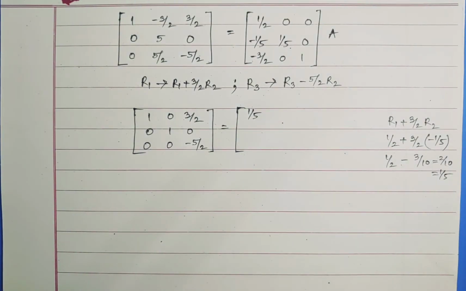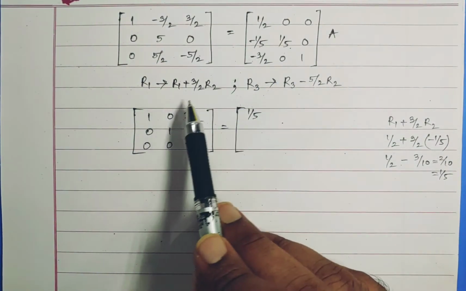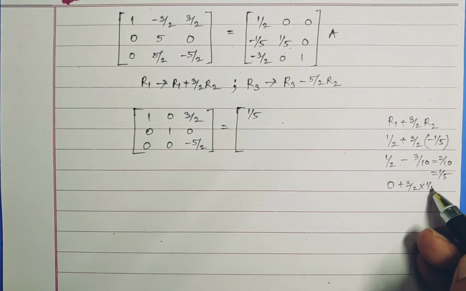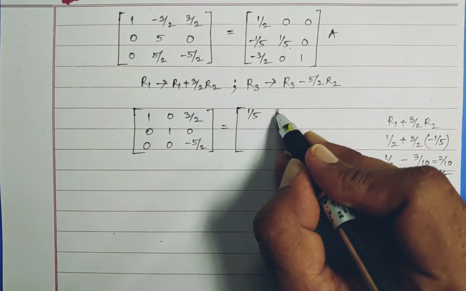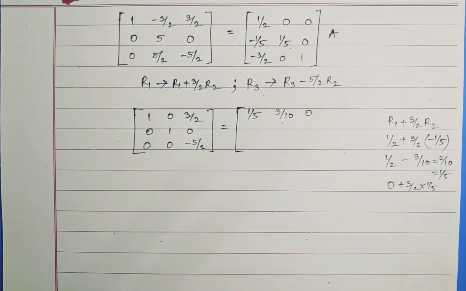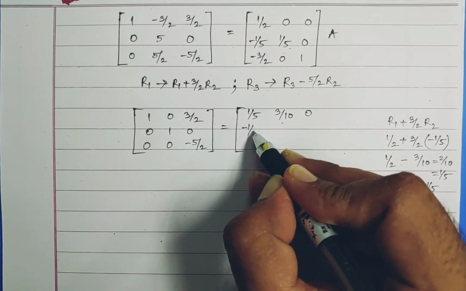Now the next one will be R1 plus, so 0 plus 3 by 2 into 1 by 5. So how much is that? 3 by 10. So it will be 3 by 10. The next one will be 0. So it will be 0. Okay. Now R2 will remain fixed.